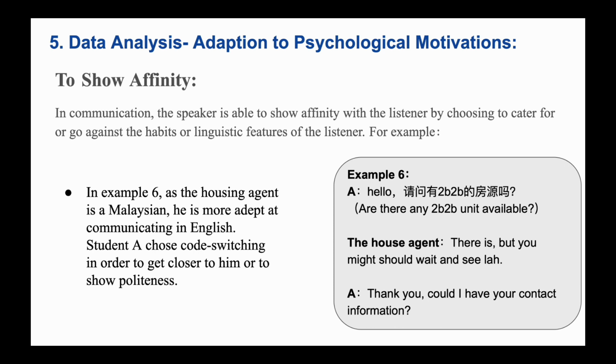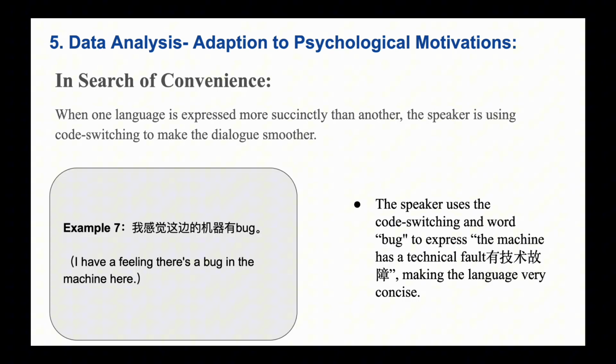Next is to show affinity. In example 6, as the housing agent is a Malaysian, he is more adapted at communication in English. Student A chose code switching in order to get closer to him or to show politeness. And about in search of convenience, in example 7, the speaker uses the code switching and word bug to express the machine has a technical fault, 有技术故障, making the language very concise and smooth.